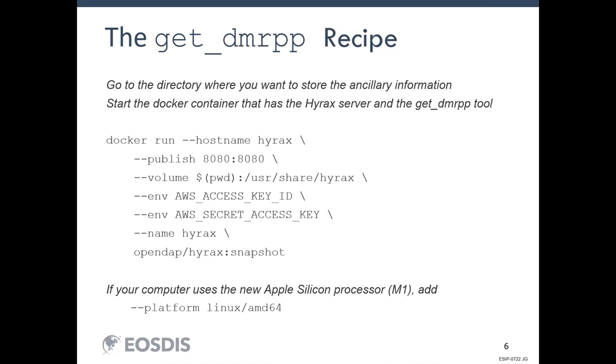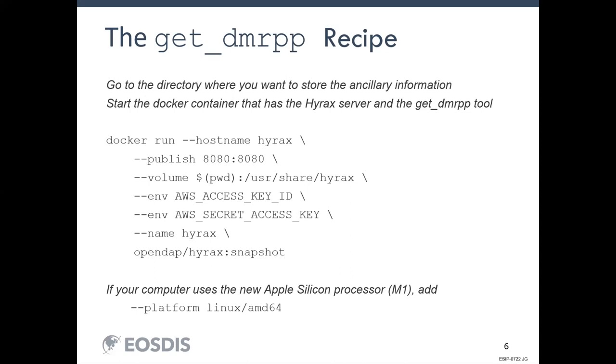But essentially what you're really doing here is mapping a particular directory, wherever you hold the information, onto this directory inside the Docker container called user share Hyrax. And that's what that volume option does. That enables you to map something on the computer where you're running Docker to the virtual computer that the Docker container represents. And then you notice that we pass in as environment variables the secret sauce of the AWS access key and an AWS secret access key. I'll come back to that in a minute.